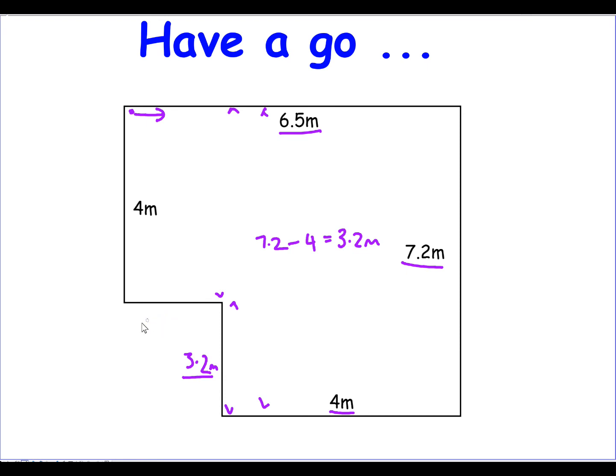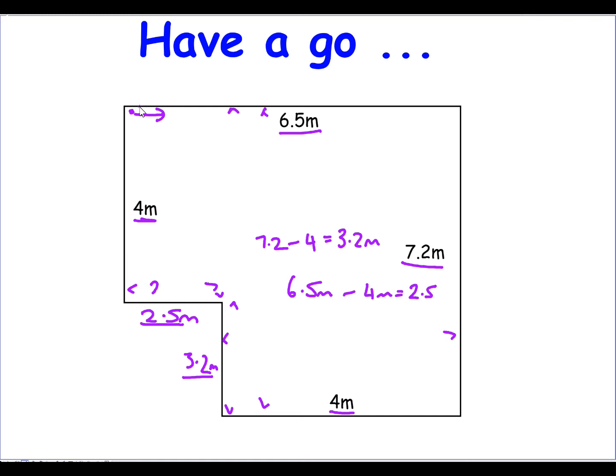And again, we're missing a length for this side. So I know the full width is 6.5 meters, and I know from here to here is 4 meters. So that leaves 2.5 meters from here to here. And as we continue round, now we've found our missing lengths, we've got 4 meters and back to the start.